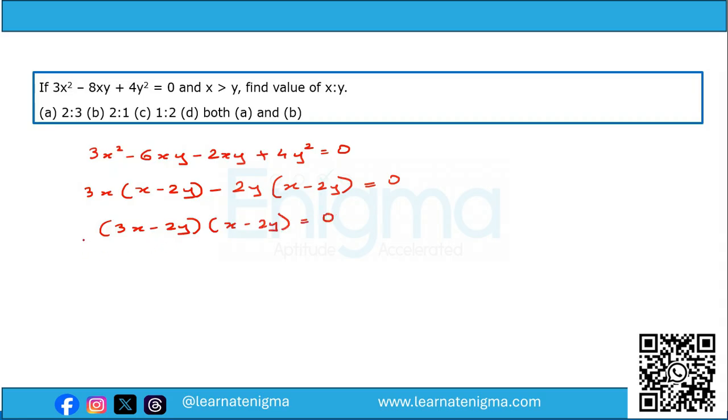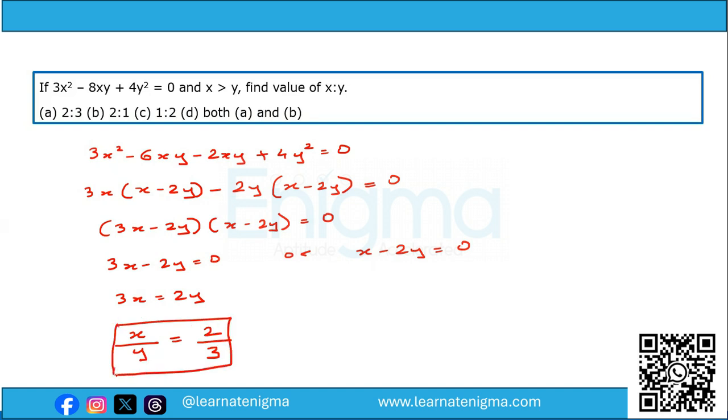So therefore, we will have either 3x − 2y = 0 or x − 2y = 0. So this becomes 3x = 2y. So therefore, x/y = 2/3. Or we have here x = 2y. So therefore, x/y = 2/1.